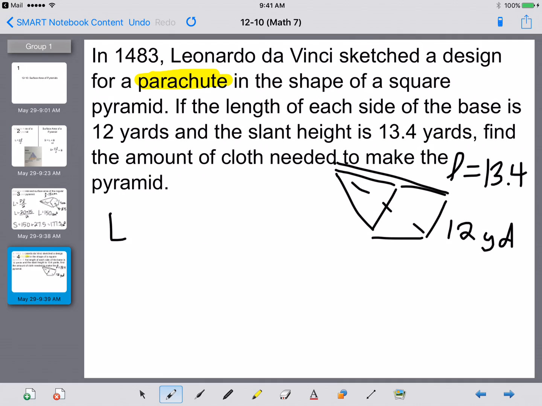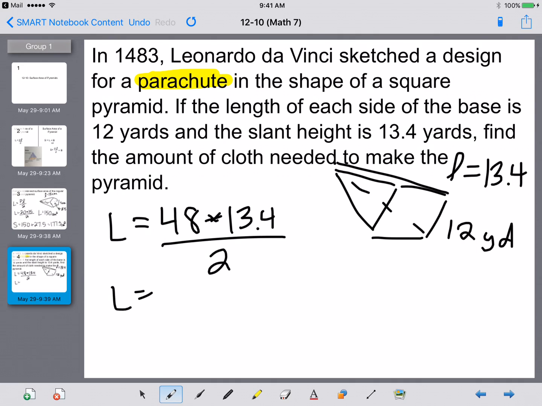So first thing we can do is figure out that lateral area. So we'll take the perimeter of the base. So 12 plus 12 plus 12 plus 12, or 12 times 4, is 48. We're going to multiply that by our slant height of 13.4, and then divide that by 2. So 48 times 13.4 divided by 2 gets us 321.6 yards squared.